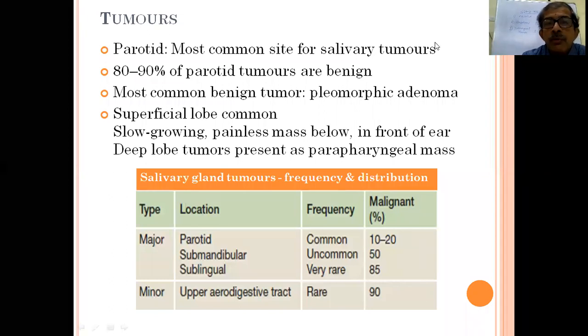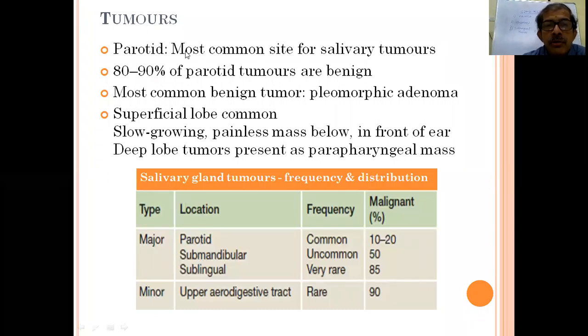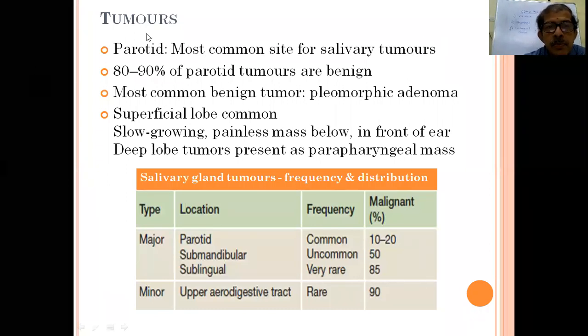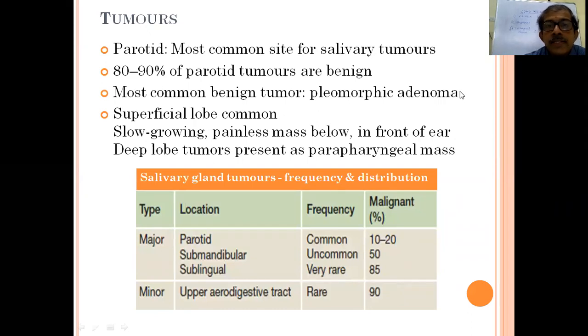The most common site for salivary gland tumors is the parotid, of which 80% are benign. The most common, that means again 80% of benign tumors, are pleomorphic adenomas. And again 80% of benign tumors are seen in the superficial lobe.